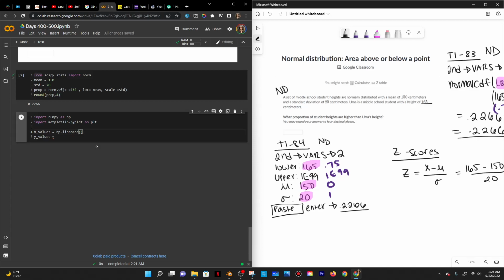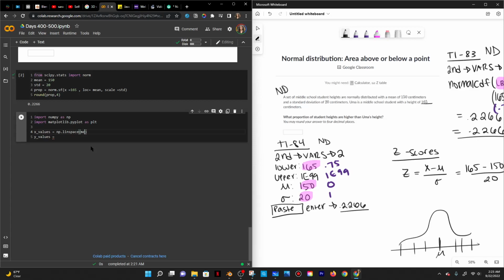It'd be easier if I just draw it. A normal distribution literally has its mean at the center, and then it has three standard deviations from the mean to the left, and three standard deviations from the mean to the right. That's kind of what it is. So I would want to represent that here in Python.